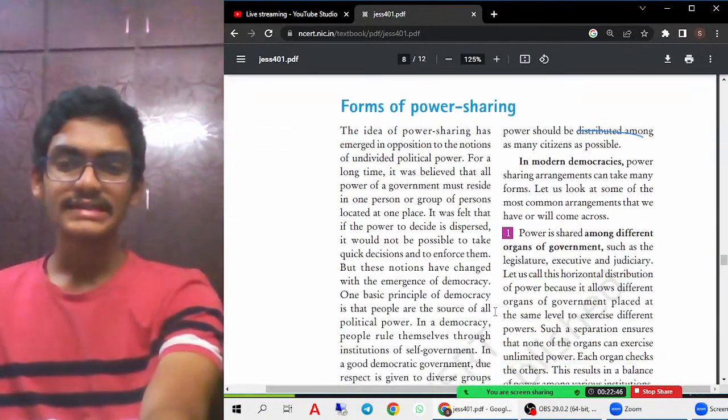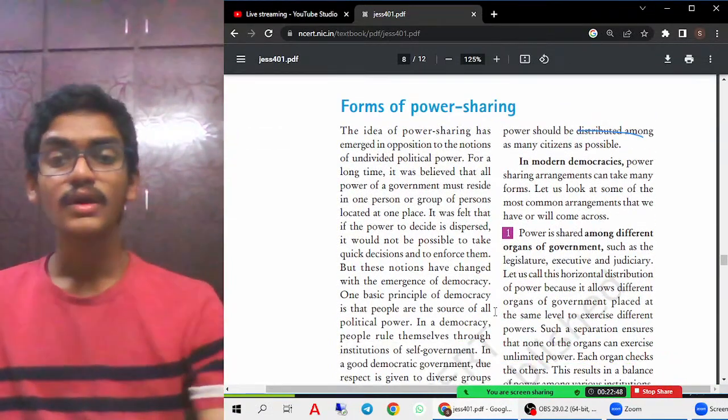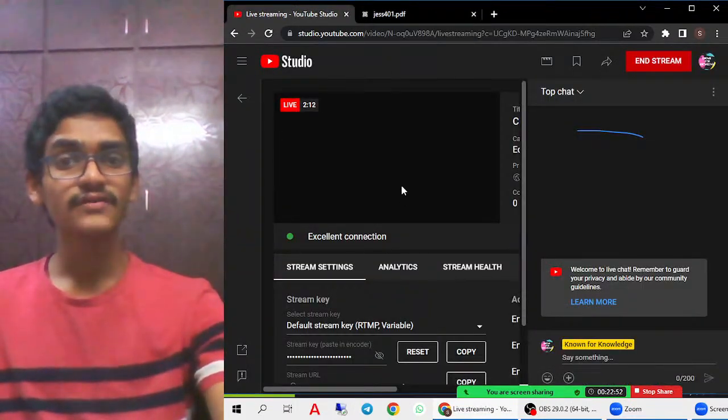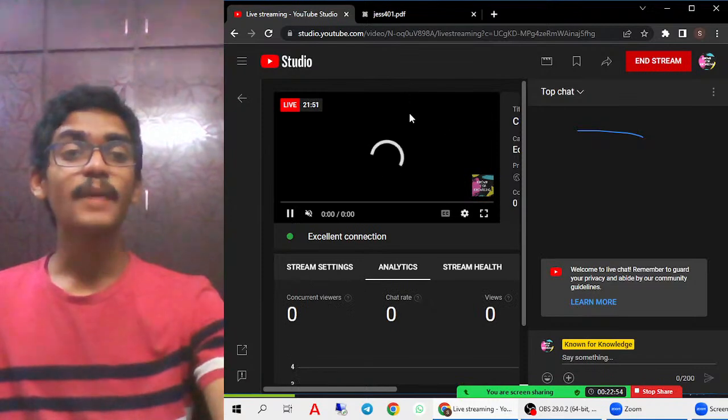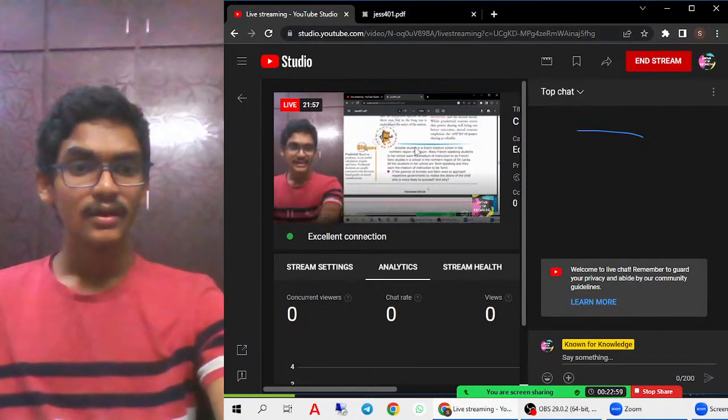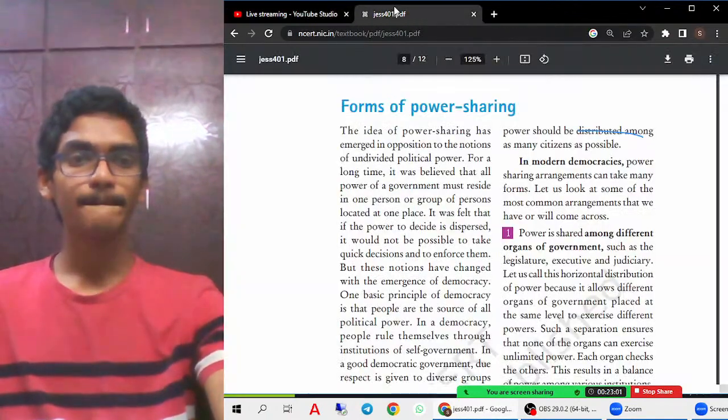So now let us try to understand the different forms of power sharing. How is power actually shared among the different groups? How are the different levels of government followed? That is what we are mainly going to understand from this.